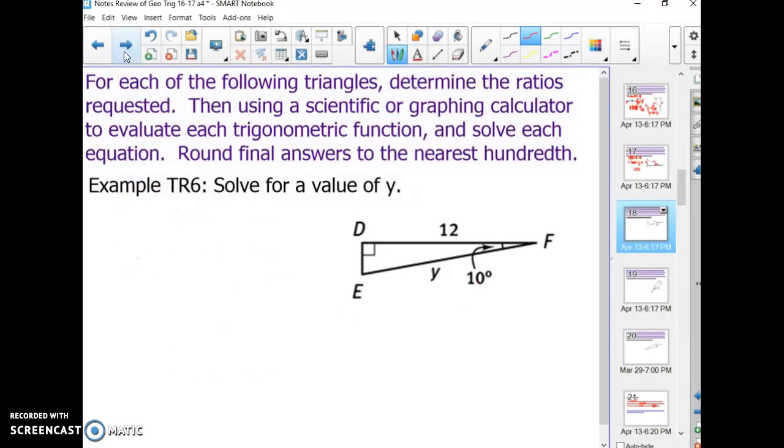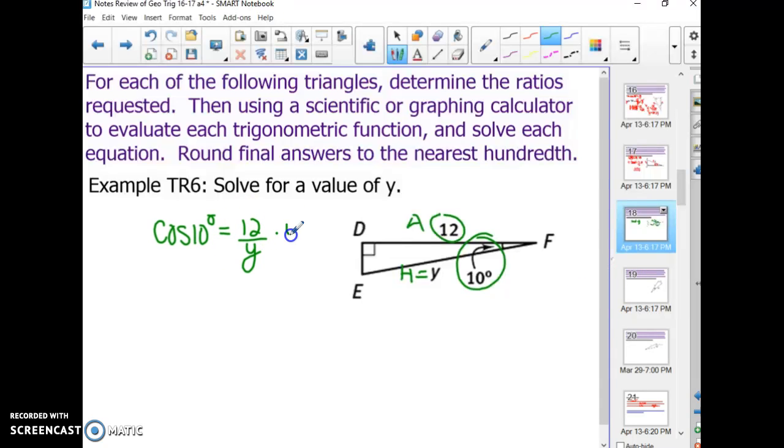So my next one, here I have 10 degrees, so that's my angle of interest. So y is my hypotenuse, and for that 12 touches it, so it's the adjacent. So I'm going to be using my cosine because it uses adjacent and hypotenuse. So I know the cosine of 10 degrees is equal to my adjacent, which is 12 over my hypotenuse.